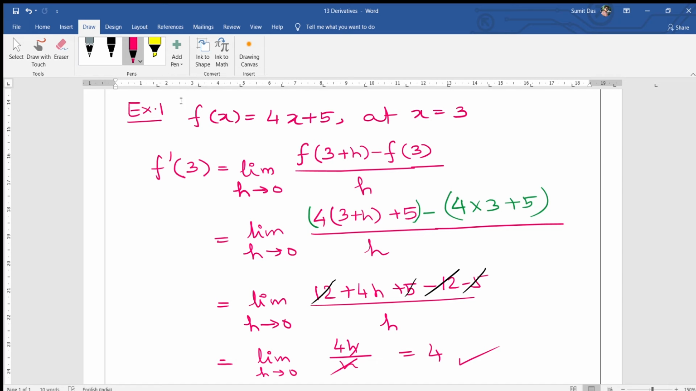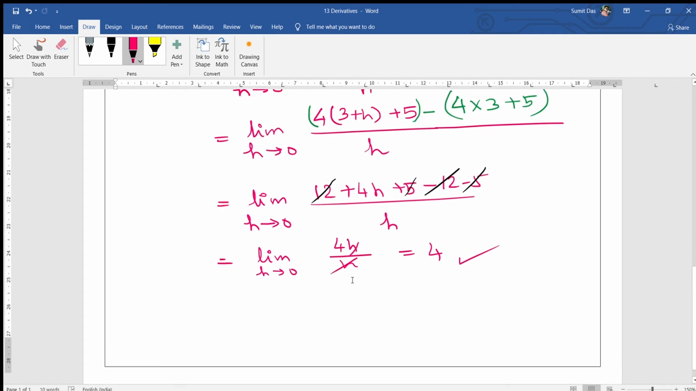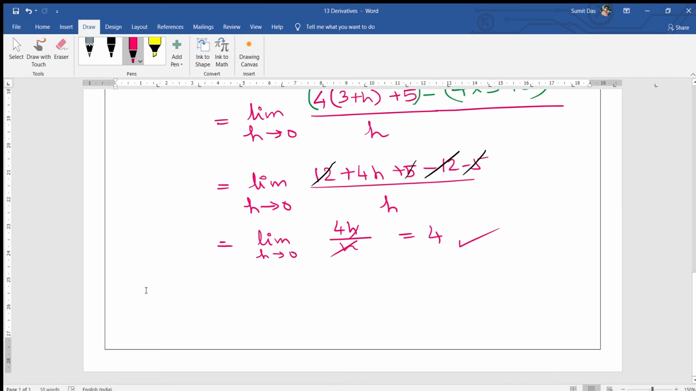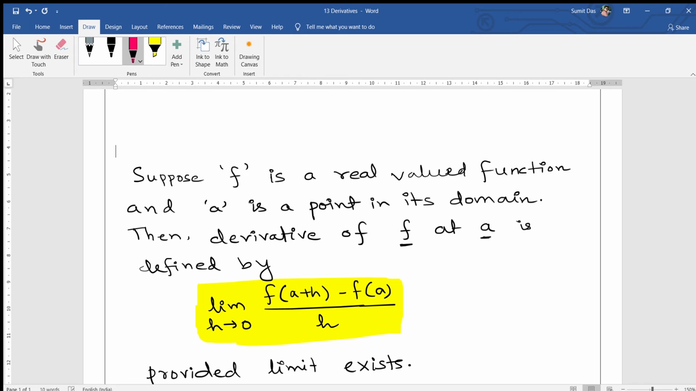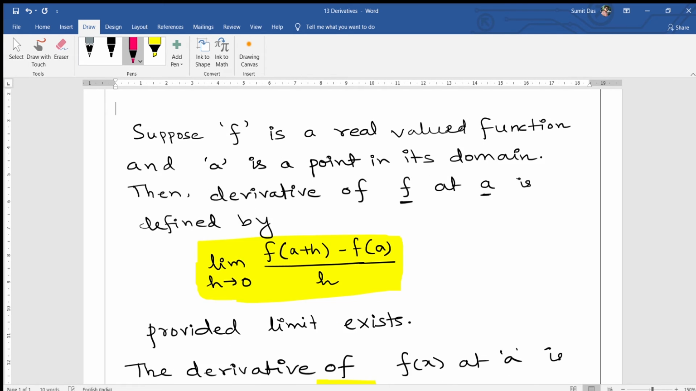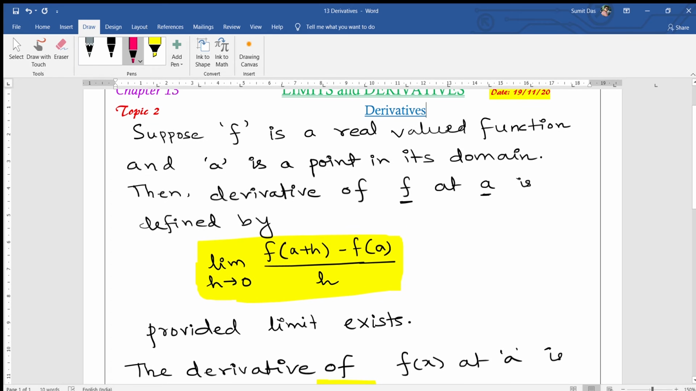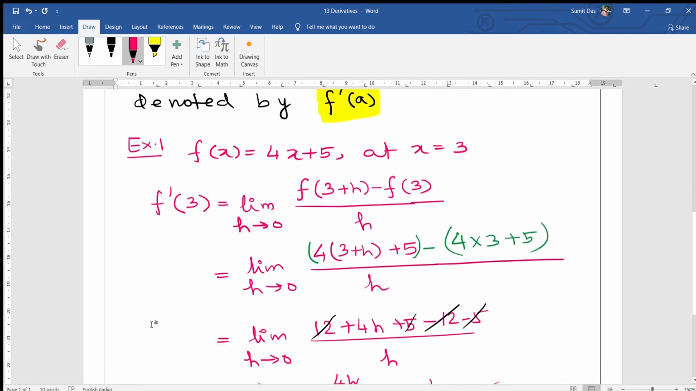Okay, so this is very simple. Next, a very important part of today's class is the first principle of derivative. First principle of derivative.